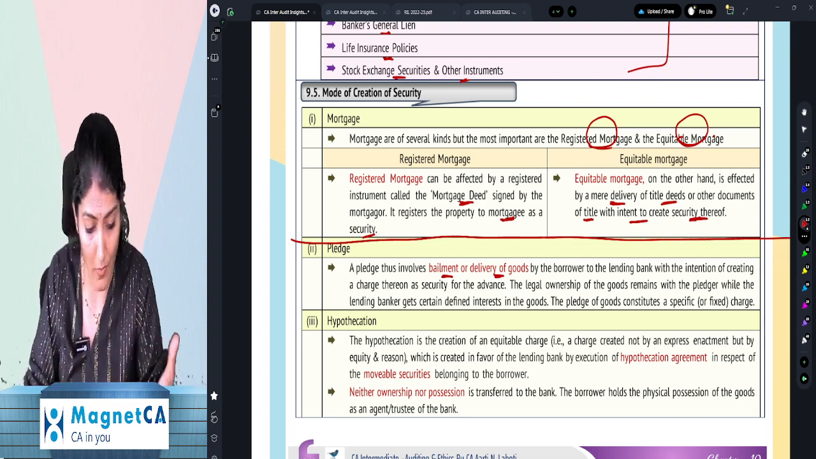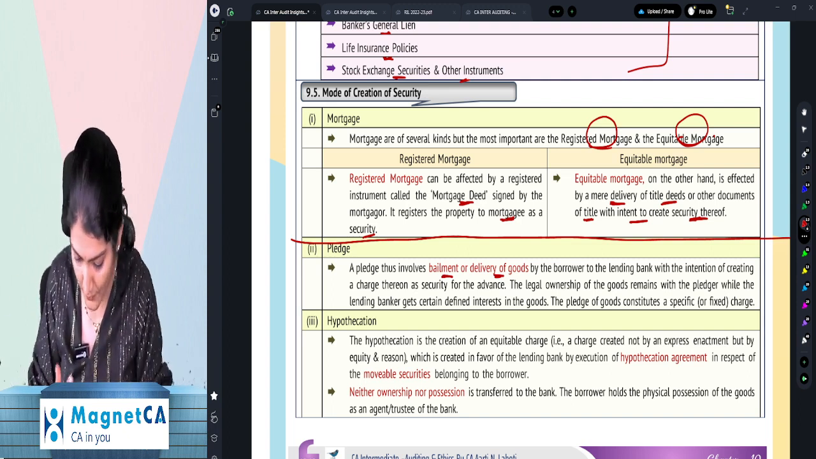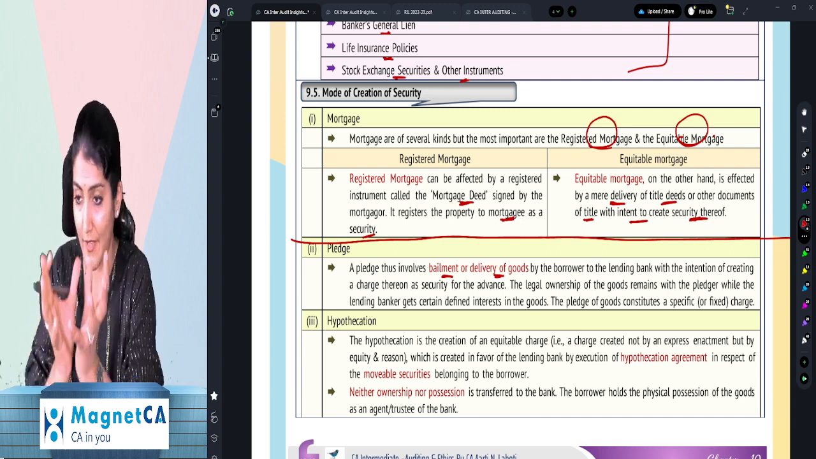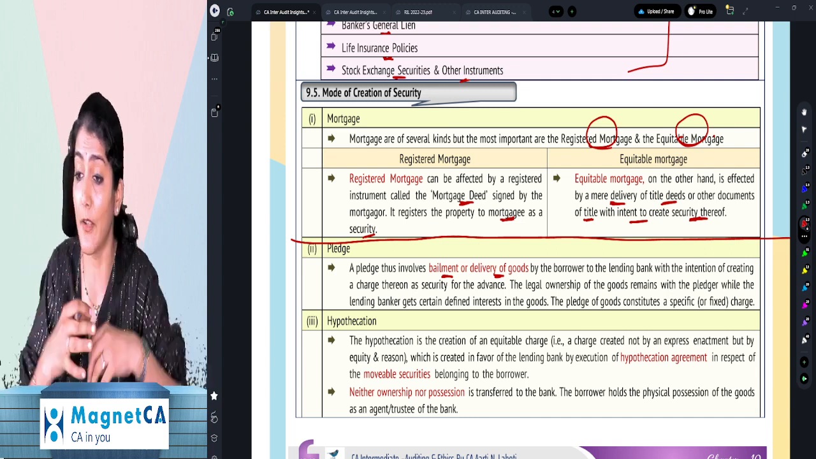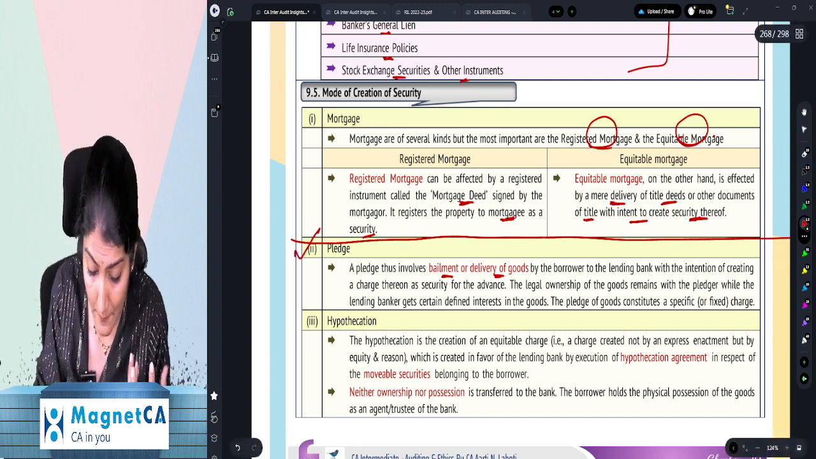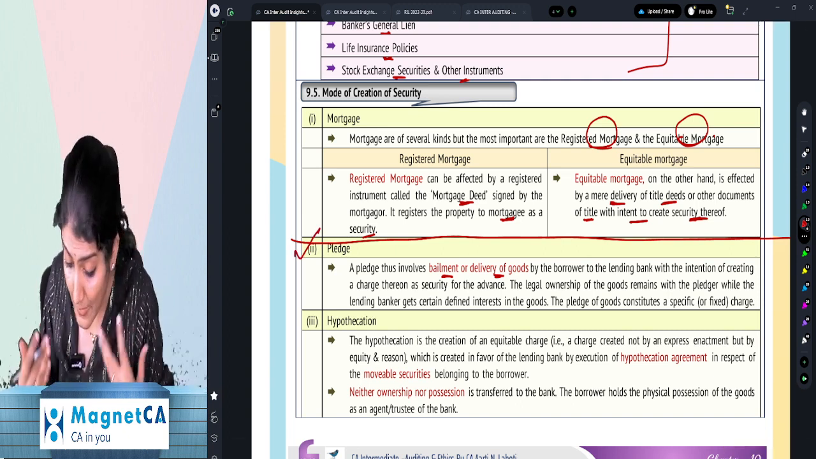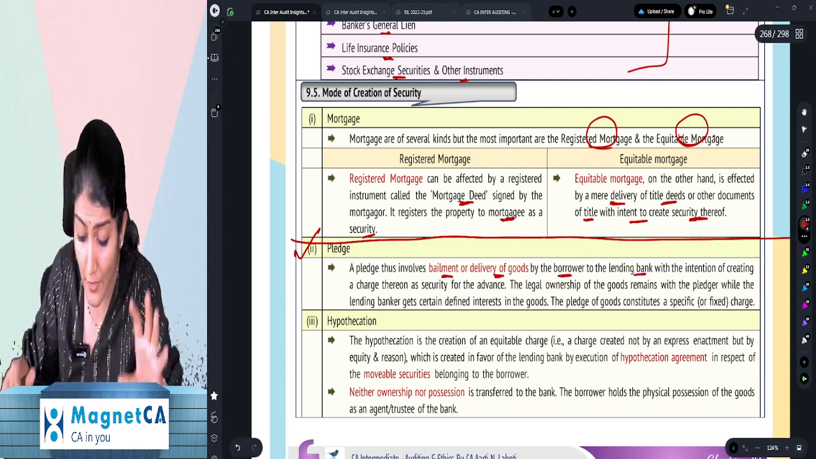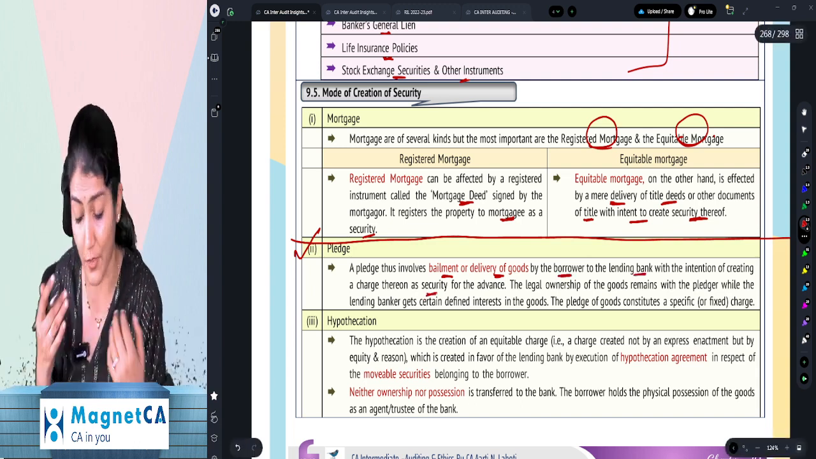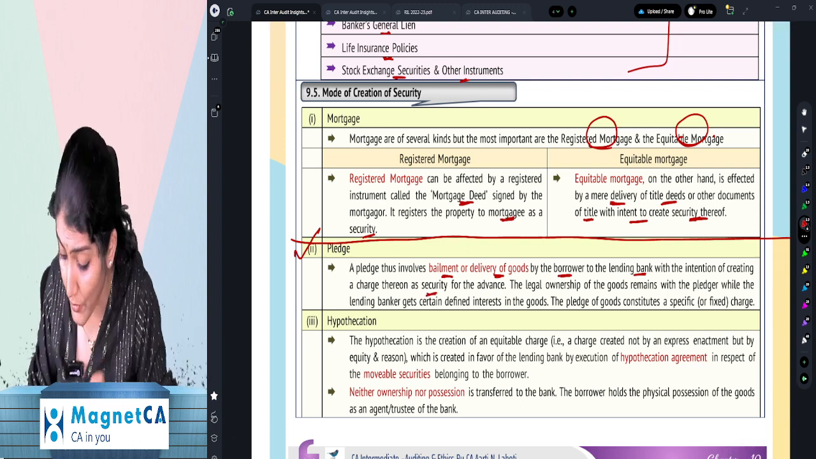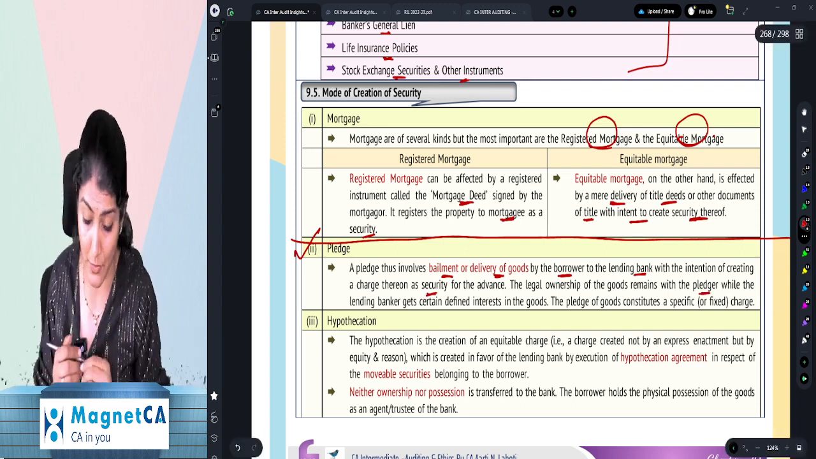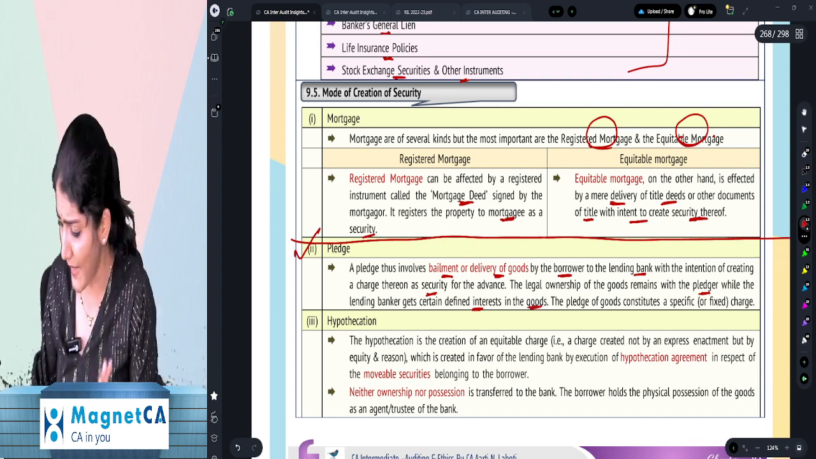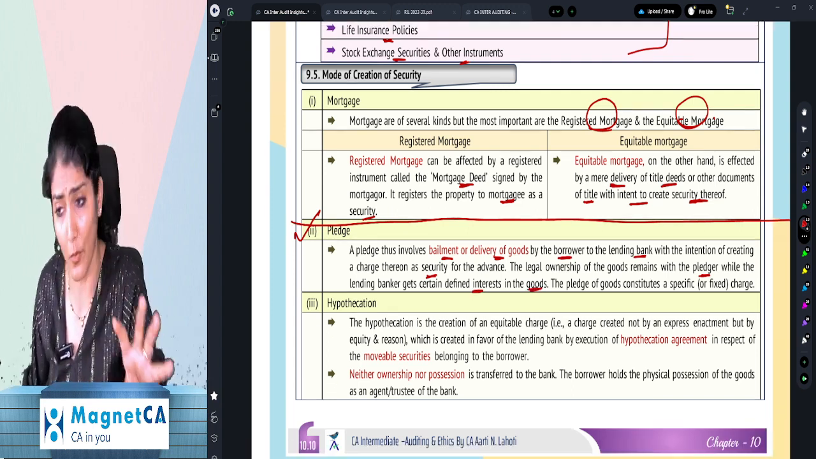Right, so all this, the old ladies, they put all their gold in a piece of cloth, and then that piece of cloth, they take it to the bank and take a loan against that. So what is that? That is pledge. It involves bailment or delivery of goods by the borrower to the lending bank with the intent of creating a charge thereof as a security. Obviously, legal ownership of the goods remains with the pledger, while the lending bank gets a defined interest in the goods. So an example for pledge could be the gold.